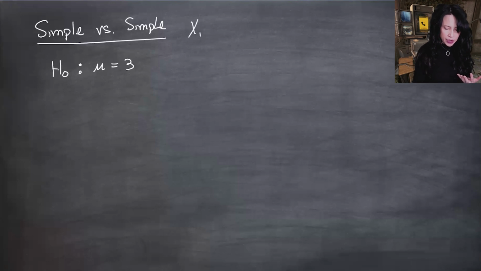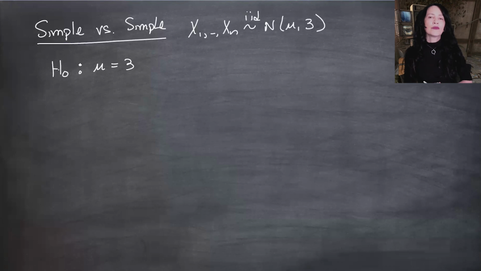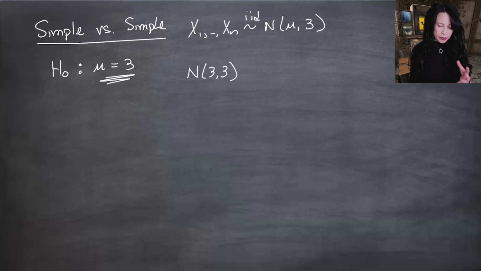Suppose we're talking about x1 through xn, IID, normal, mu, free. A simple hypothesis is one that completely determines the distribution. Therefore, this hypothesis is simple because if you know it's true, then you know your data comes from a normal 3-3 distribution, and that's completely known to us.